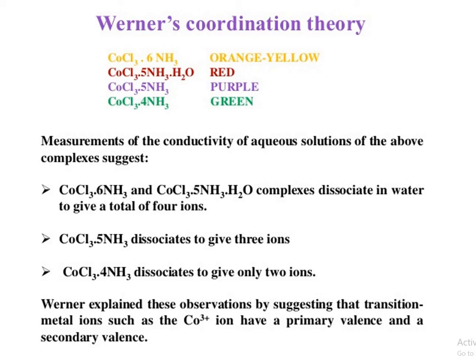Measurement of the conductivity of the above complexes also suggested the same: the number of ions present in the different formulations of the orange, yellow, red, purple and green compounds. Werner explained all these observations by suggesting that transition metal ions, such as the cobalt-3 positive ion, have a primary valence and a secondary valence.